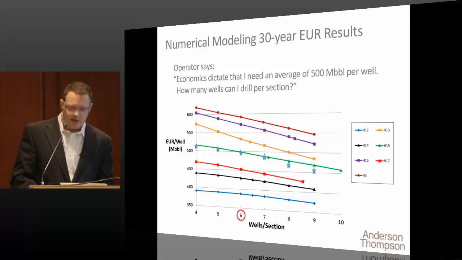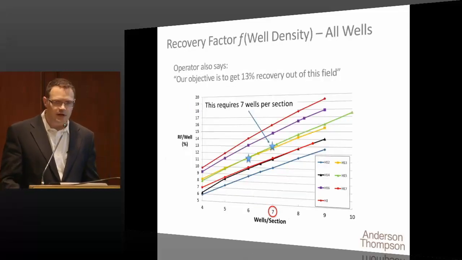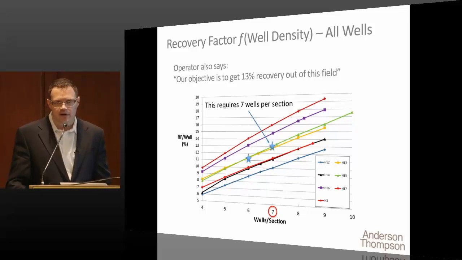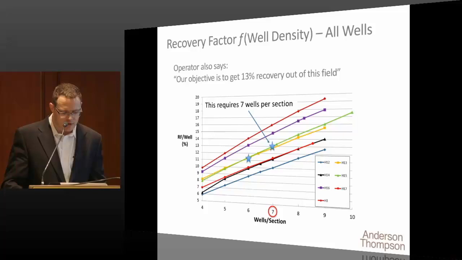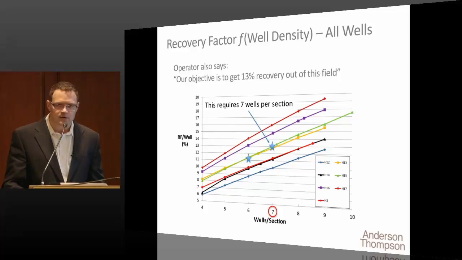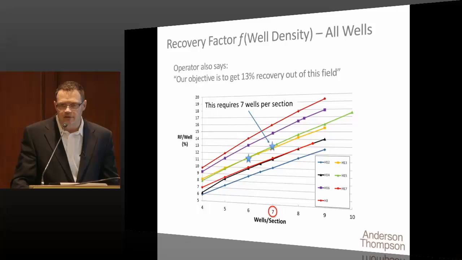But he also said, our objective is to get at least a 13% recovery factor out of this field. How many wells per section do I need to answer that question? Well, that's a different number. That's 7 wells per section as an average. So just taking those forecasts and relating them to the volume they're assigned to drain for recovery factor, at 6 wells per section, we're seeing 11.2% recovery factor as an average. And if we want 13, we need 7 wells per section.